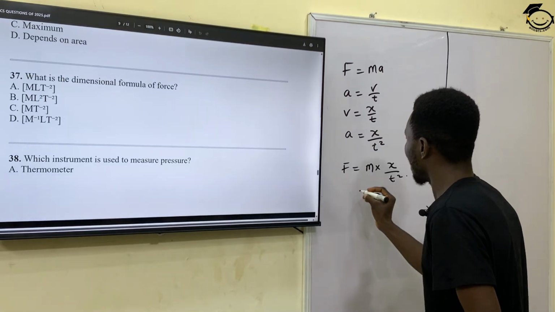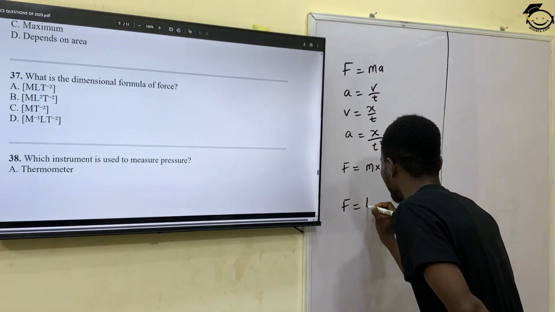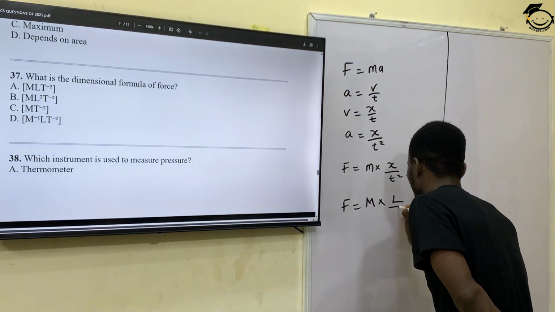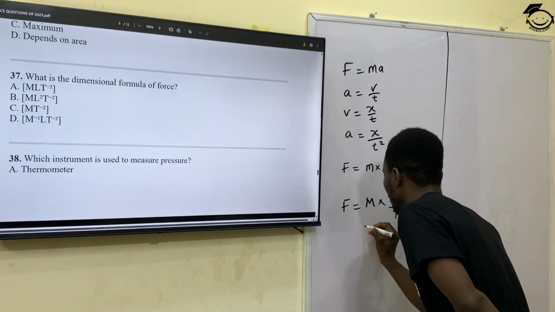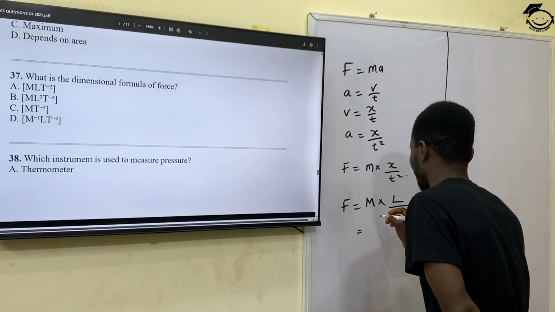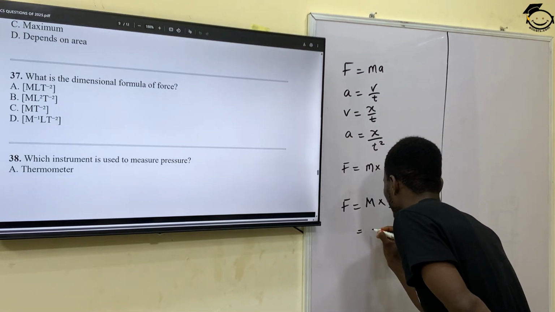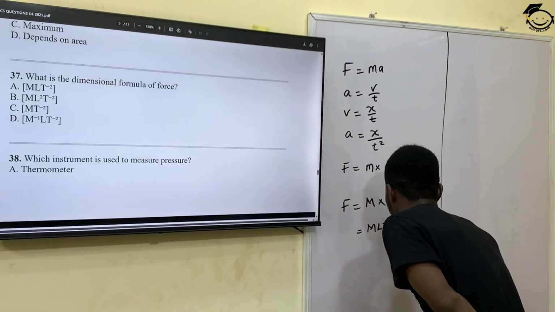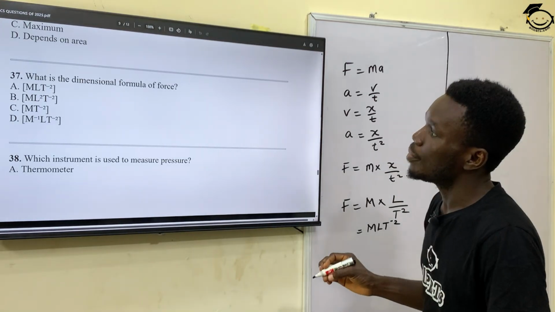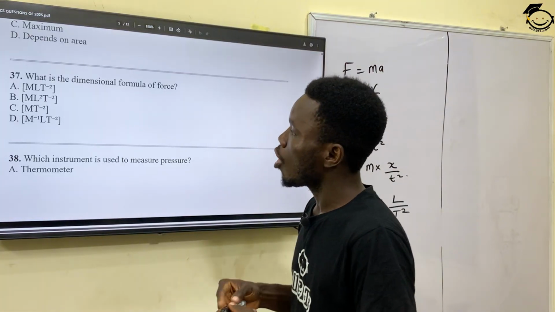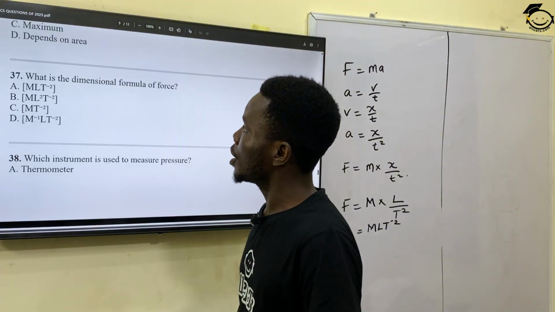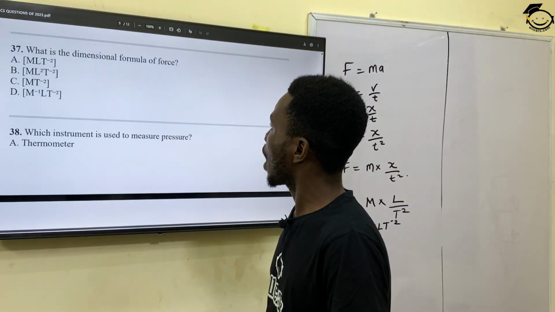So the dimension therefore is mass times displacement, which is measured in length, over time squared. My force therefore is ML per time squared. So I have ML per time squared, which is option A here. That is the dimensional formula of force.